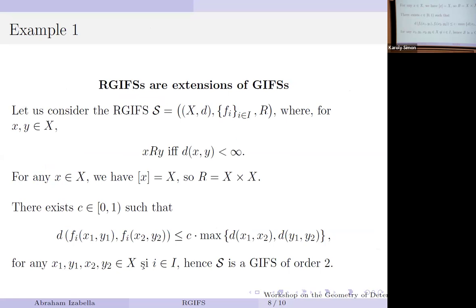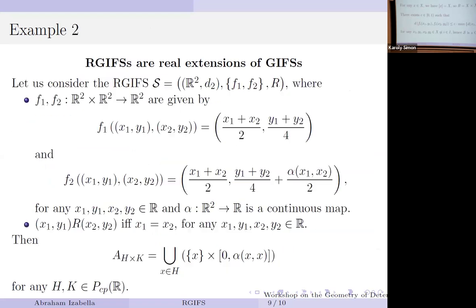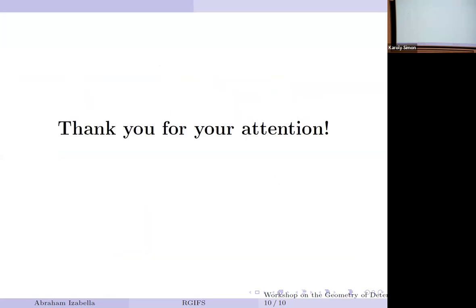These GIFSs are real extensions of the classical GIFSs. If we consider the total equivalence relation, then we arrive at the classical GIFS. In the second example, we consider this GIFS on R², consisting of 2 functions, f1 and f2. We say that (x1, y1) is in relation with (x2, y2) if they have the same first component. In this case, for each compact subset A times K, we have an attractor, and we see that it depends on A. And that's it.